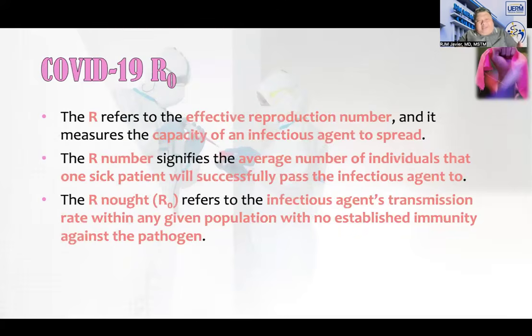I want to give a brief discussion on the R naught and the reproductive number. So the R, or the reproduction number, quantifies the capacity of an infectious agent to be transmitted. The R number signifies the number of individuals that one sick patient will successfully pass the infectious agent to, while the R naught refers to the infectious agent's transmission rate within any given population with no established immunity against the pathogen. So again, assuming yung mga anti-vaxxers, mga hindi nagpabakuna.